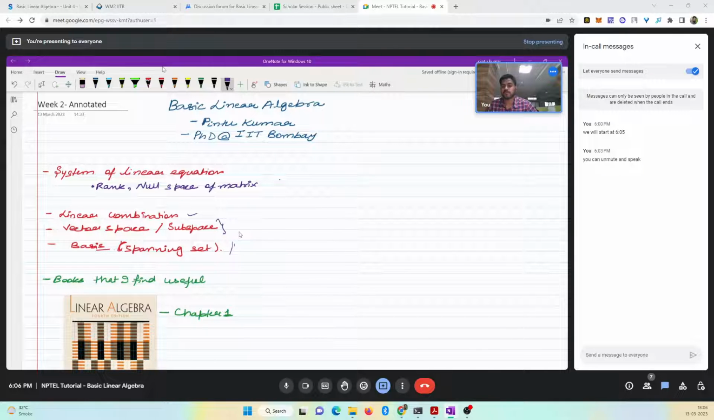and subspace. Okay, if you don't find anything clear, you can stop me at any moment. You can unmute yourself or type it in the chat box, whichever is more comfortable to you. You can ask questions both in Hindi as well as English, whatever you find more comfortable.